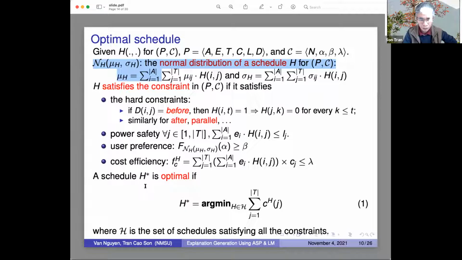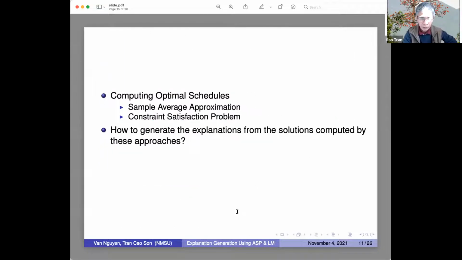And then we define the optimal solution as the best one over the space of all the solutions. I will not be focusing on computing the optimal schedules, but we have developed different methods to solve that problem. Now the focus of this paper is how to generate the explanation from the solution computed by either of the approaches, right? Assuming that we can use the CSP solver to solve the problem, or the sample average approximation. How do we want to do that?